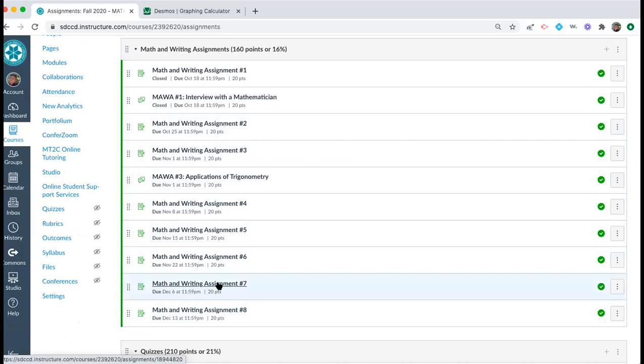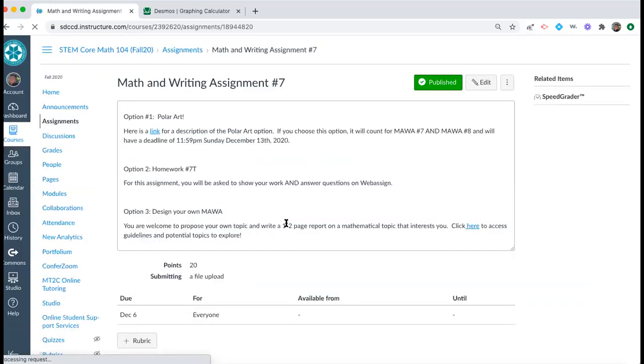There is one assignment in particular that I want to bring up, which is under math and writing assignment number 7, okay? So if we take a look at that one, you have your options of doing the WebAssign or designing your own math and writing assignment, but the first option is actually something about polar art and using Desmos to create some really cool looking things, okay? So I just wanted to let you know ahead of time that if you choose this option for assignment number 7, it actually is going to count for assignment 7 and assignment 8, okay?